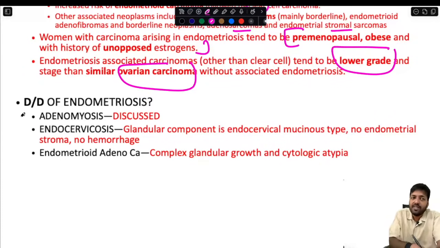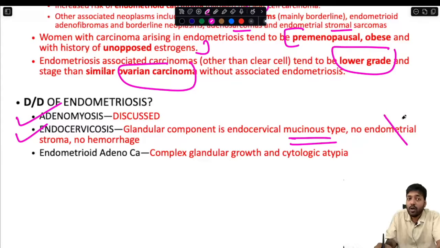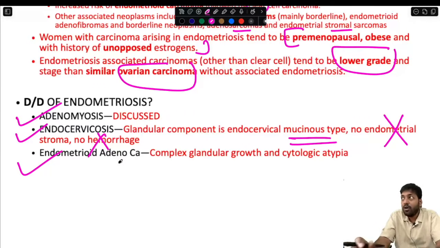So adenomyosis, number one, we have already discussed. Endocervicosis: over here the glandular component is endocervical mucinous type. There is no endometrial stroma and no evidence of chronic hemorrhage. And endometrioid adenocarcinoma. Now remember, sometimes an endometrioid adenocarcinoma from the endometrium might metastasize to the ovaries. So how do you differentiate between a primary one?